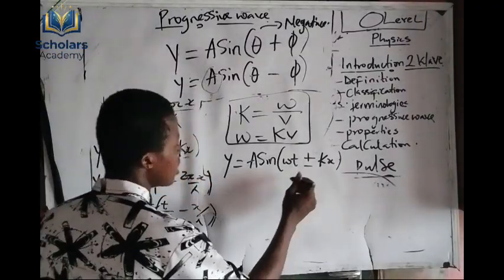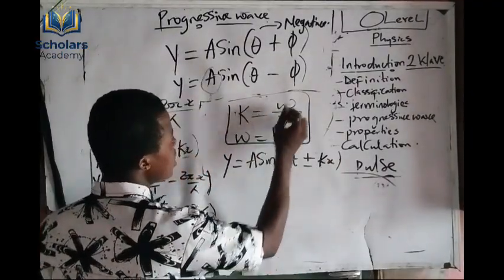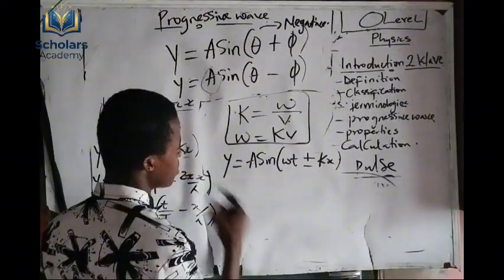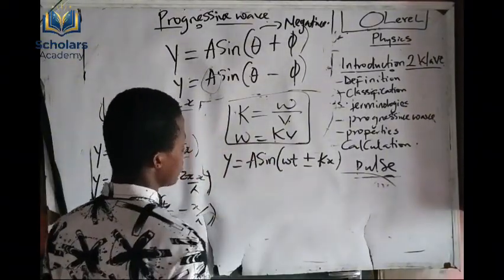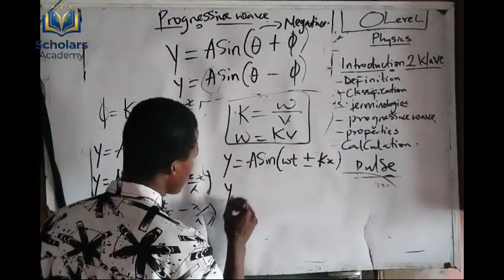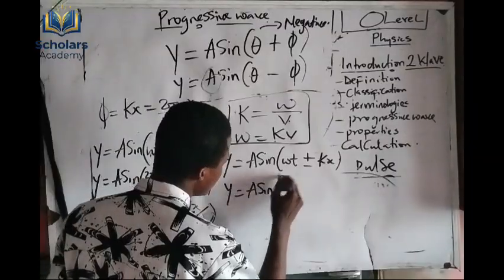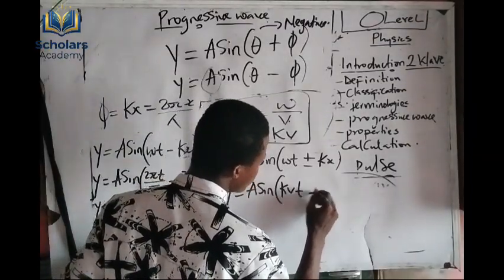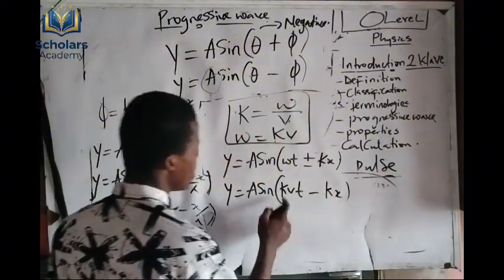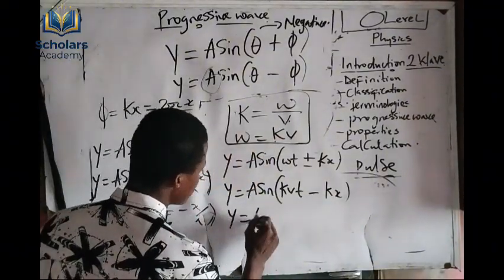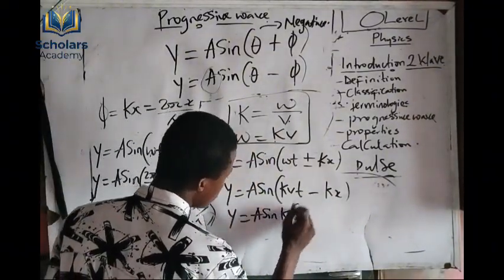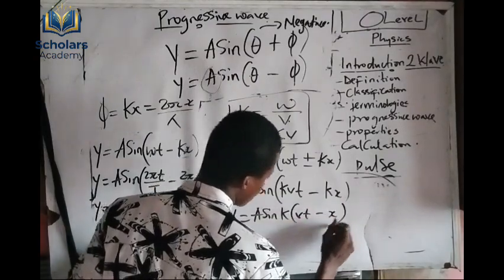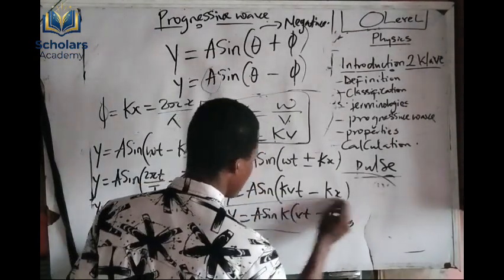Okay, now let's go. What's our k? k is w over v, right? And what's our w? kv. Now look at what will happen. I will now go like this: y equals A sine, then in the bracket w is kvt, then minus kx. What is common here? k. So that will now be y equals A sine, then k in the bracket vt minus x. So this is another equation.